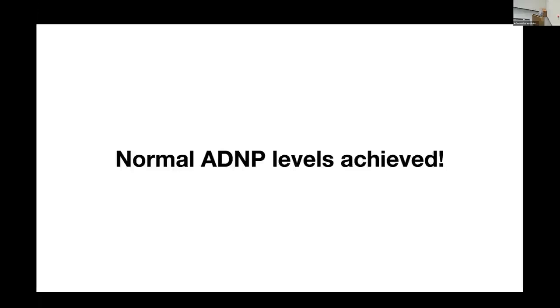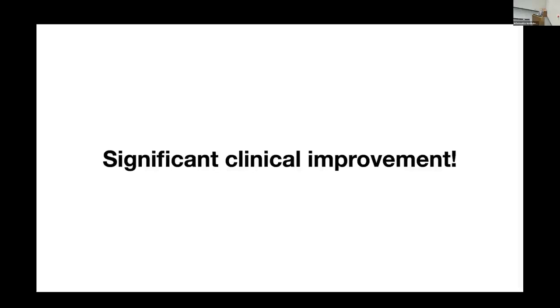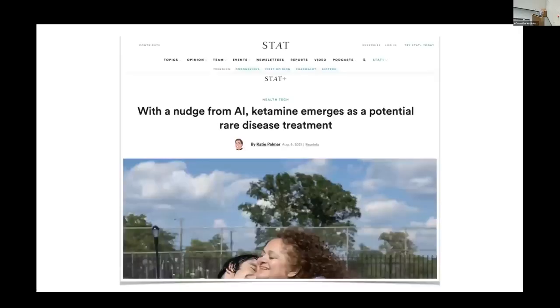And remarkably enough, when they looked at tissue samples from patients, they did see a normalization in ADNP. More than that, of the I think 14 endpoints they were looking at, 13 of 14 showed statistically significant improvement. But even more than that, it showed a big difference in the lives of the patients.